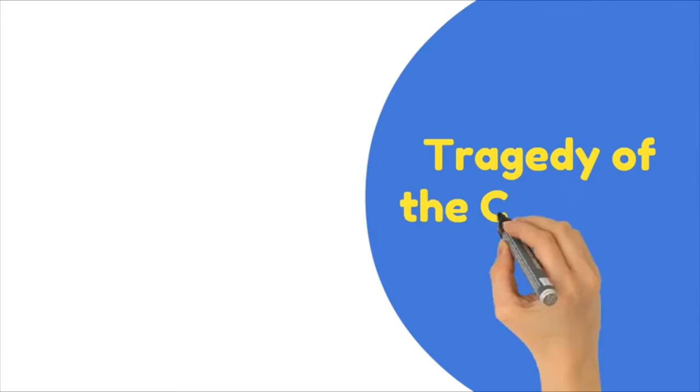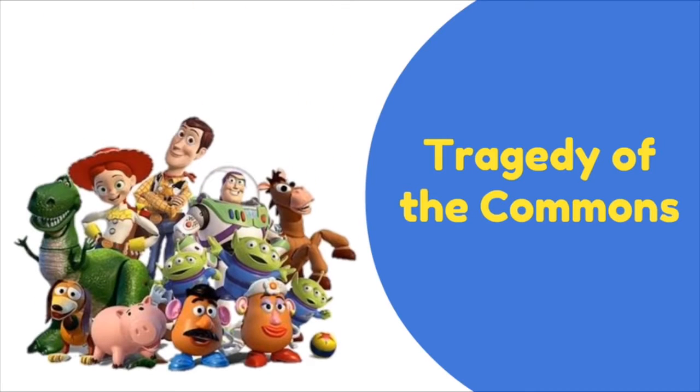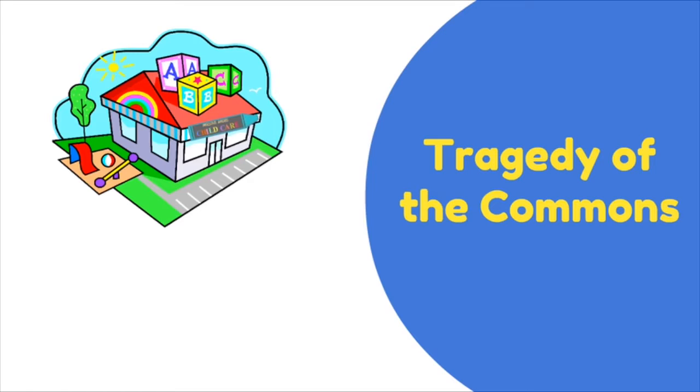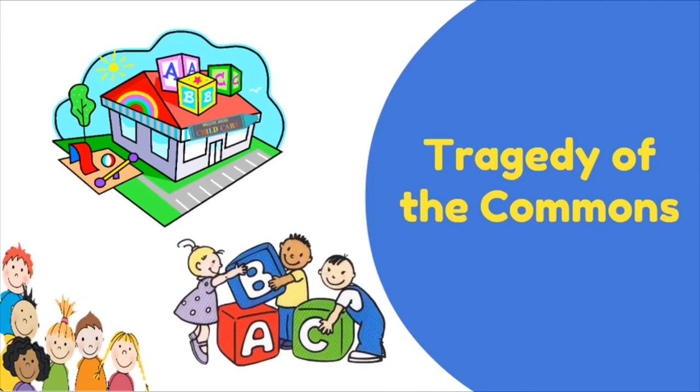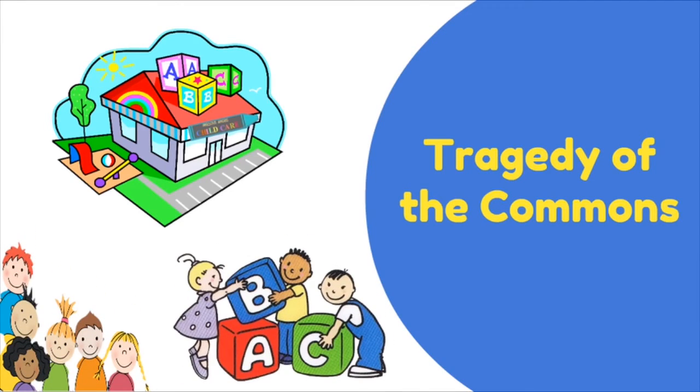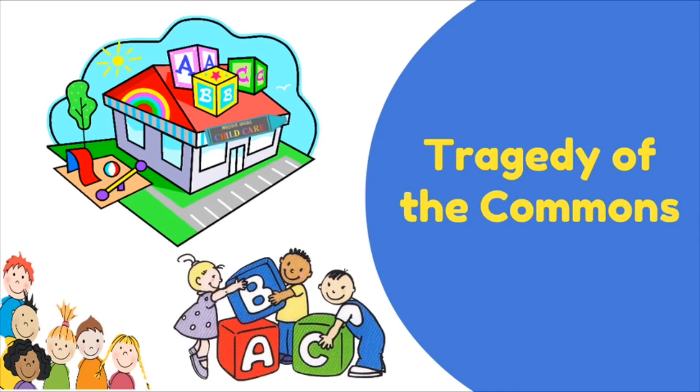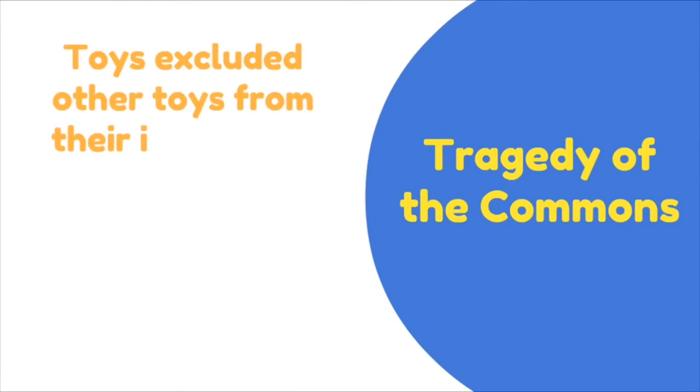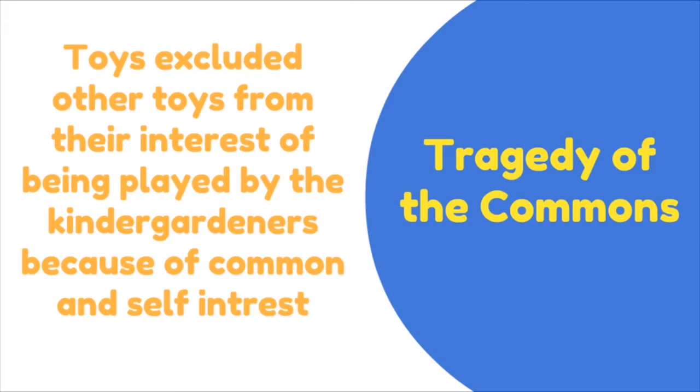Another economic principle that is somehow present is the tragedy of the commons. Andy's toys went to a school with the interest of being used as toys, but all the toys there want to be played with by the kindergarteners and not the preschoolers. Because of the individual interest of the toys at the school, the area of the kindergarten students was overcrowded, therefore the people had to remove some toys. Technically, there was overconsumption in terms of the toys used. The number of children is not proportional to the number of toys, so in a way, the toys excluded other toys from their interest of being played with by the children.